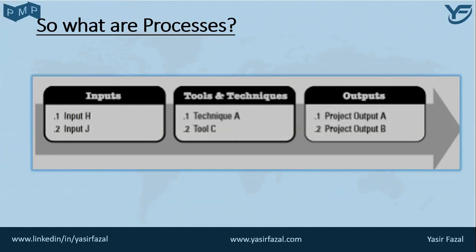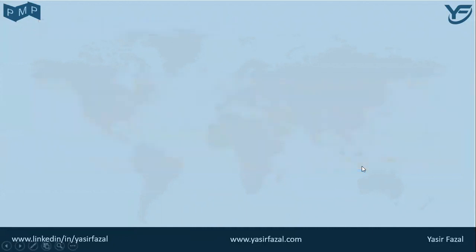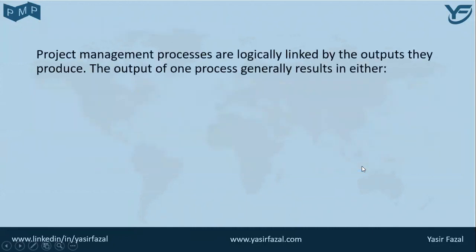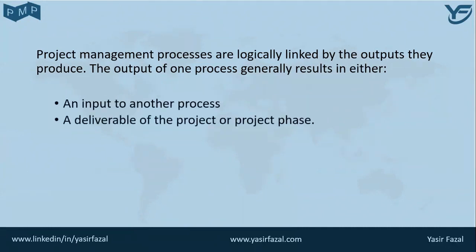So here in this figure, you may see there could be multiple inputs, and then these inputs are processed with respect to tools and techniques. After that, certain output or multiple outputs are provided. So, in essence, you may say project management processes are logically linked by the outputs they produce. The output of one process generally results in either an input to another process or a deliverable of the project or project phase.